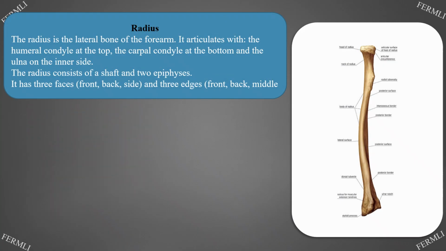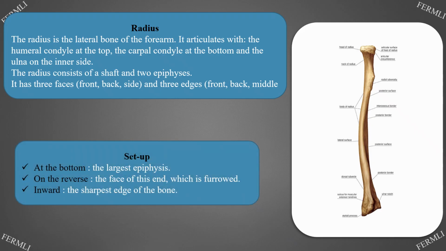Radius. The radius is the lateral bone of the forearm. It articulates with the humeral condyle at the top, the carpal condyle at the bottom and the ulna on the inner side. The radius consists of a shaft and 2 epiphyses. It has 3 faces, front, back, side, and 3 edges, front, back, middle. Set up at the bottom, the largest epiphysis. On the reverse, the face of this end, which is furrowed. Inward, the sharpest edge of the bone.